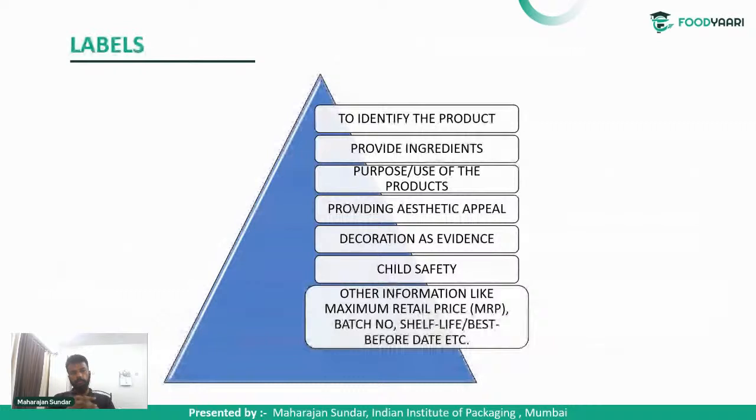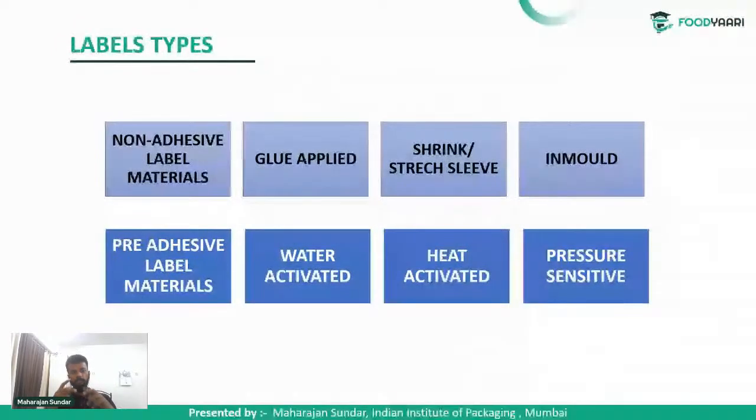Labels are another important concept. A label helps in identifying the product by providing information, and it also conveys the purpose of use of the product. It gives good appeal to the product, decoration as evidence. It gives safety, child safety, and other information like retail price, batch number, shelf life, or best before date, etc. This is also printed with printing inks, or digital printing is also done on bottles and other packaging. Label types: labels are of two types, non-adhesive label materials and pre-adhesive label materials.